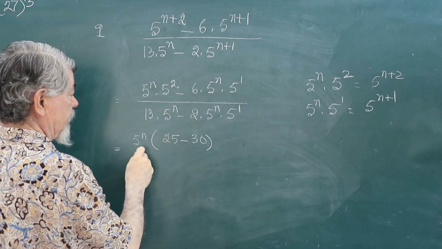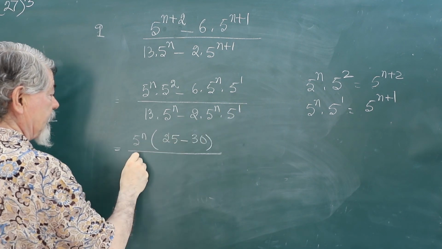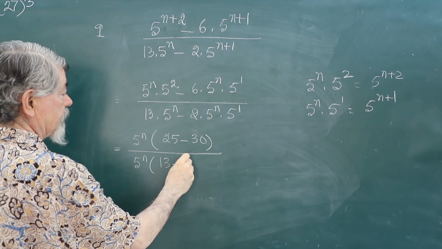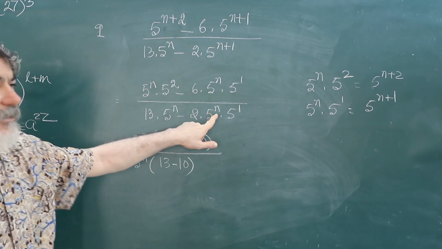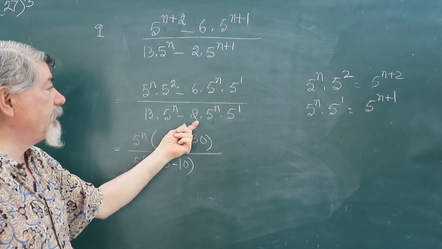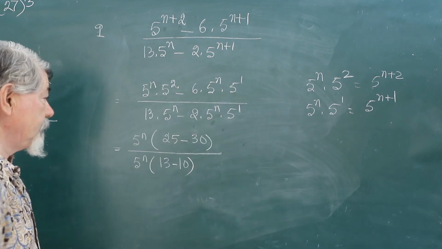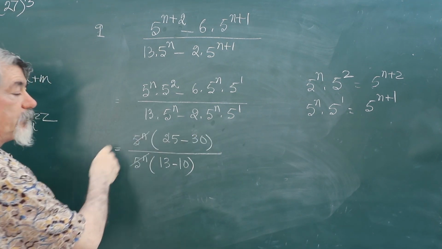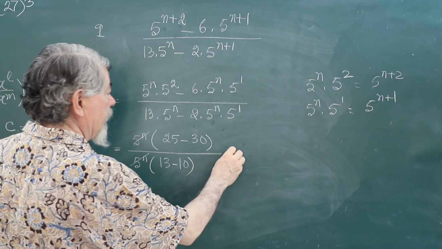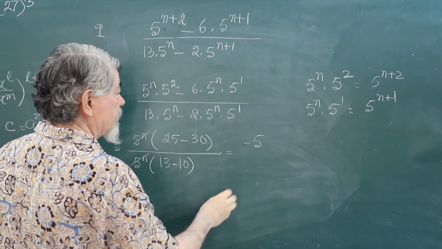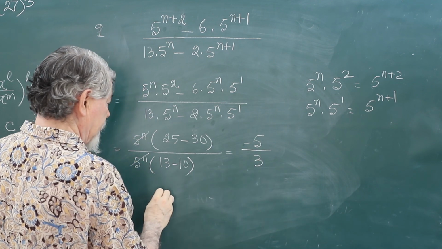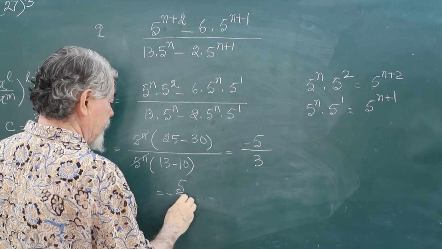6 5s are 30, upon 5 to the power n can be taken out common here also in the denominator. It will become 13 minus 10, because 5 to the power n is here, 5 to the power n is here. I've taken it out common. It is 13 minus 2 5s are 10. So 5 to the power n will cancel from denominator and numerator. You will get minus 5. 25 minus 30 is minus 5 and 13 minus 10 is 3. So minus 5 upon 3 will be your answer.